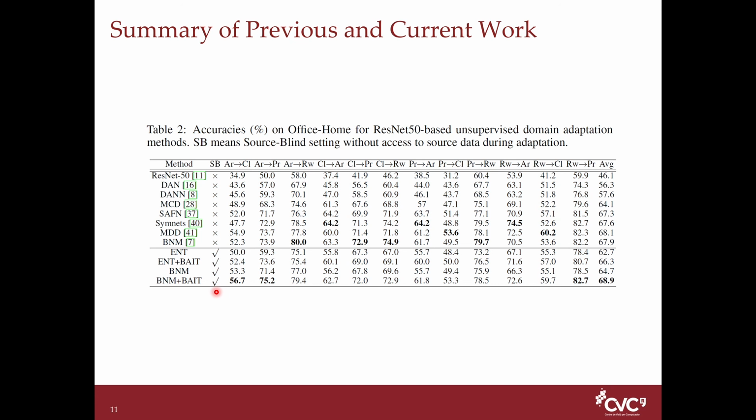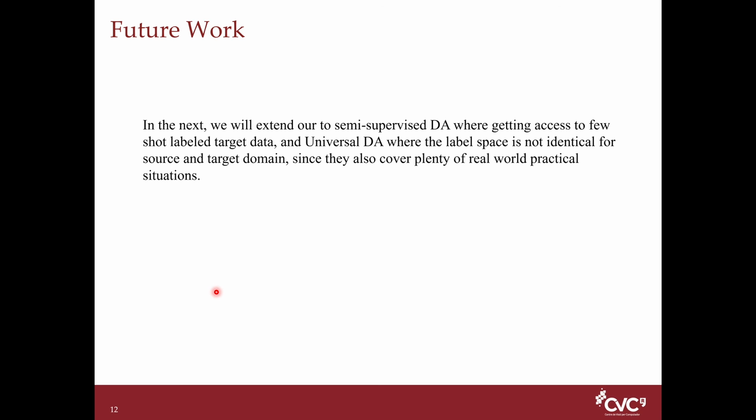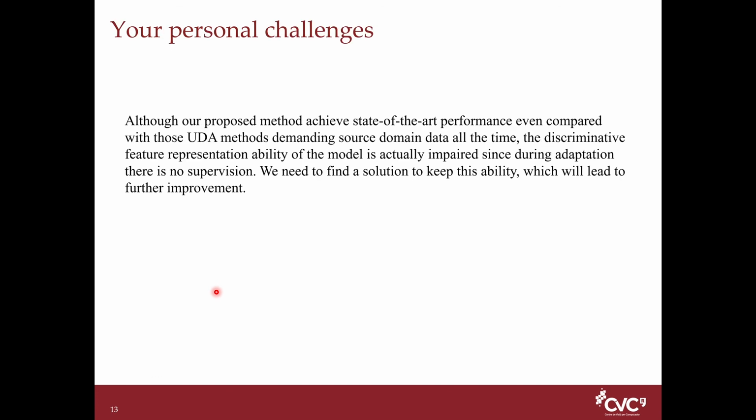In the future, we will further dive into the source-blind setting combined with other settings such as universal domain adaptation. The main challenge here is that without supervision from labeled data, the ability of the feature extractor may be impaired. We need to find a solution for this.